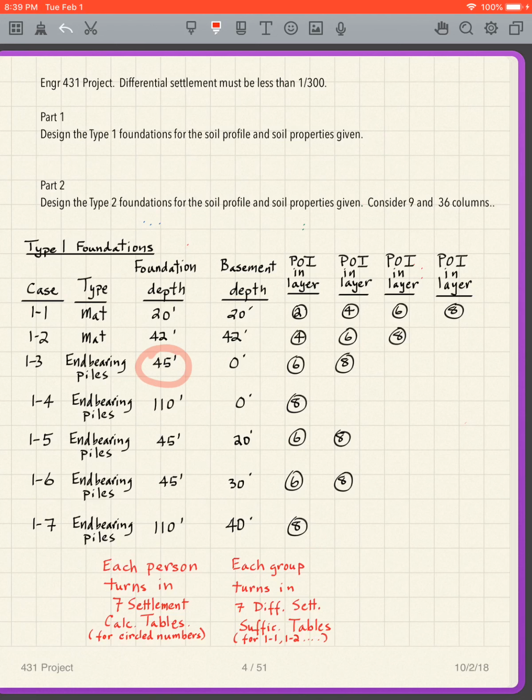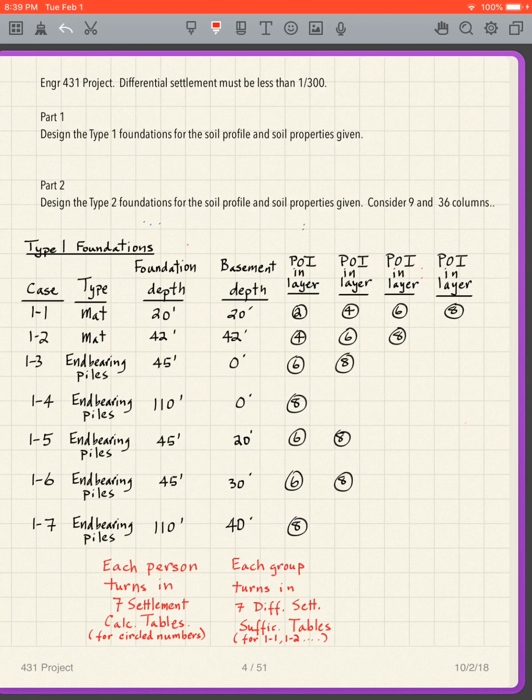Oh, sorry. The no basement, the mat at the ground surface. So these two, the mat is at the ground surface, but I have piles down to 45 feet or 110 feet. And then I've got a basement down to 20 feet with piles down to 45 feet, a basement at 30 feet with piles down to 45 feet, a basement at 40 feet with the piles down to 110 feet. So lots of different combinations with type 1 that you want to look at.